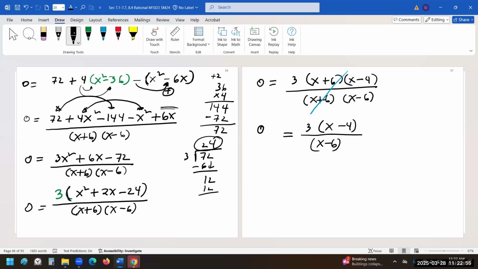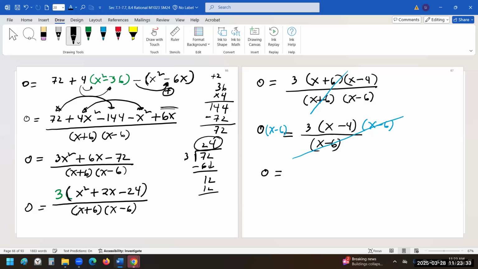Once you are done canceling, or you cannot cancel, then we don't want the denominator anymore. How do you get rid of the denominator? We want to cancel the denominator. So how can you cancel anything? Multiply the numerator by the denominator on both sides of the equal sign. They cancel out. Our problem is solved.